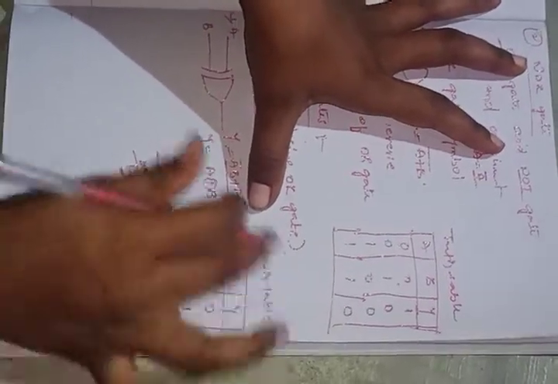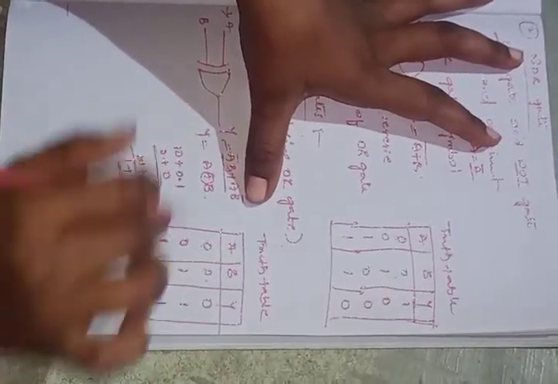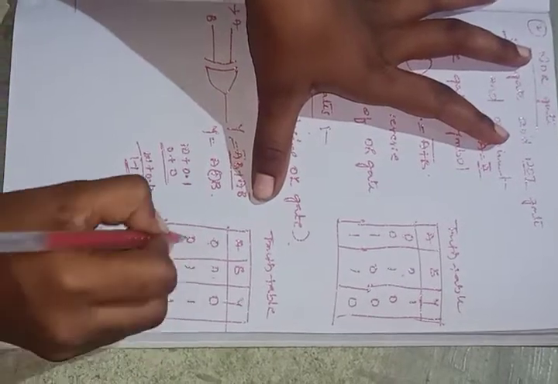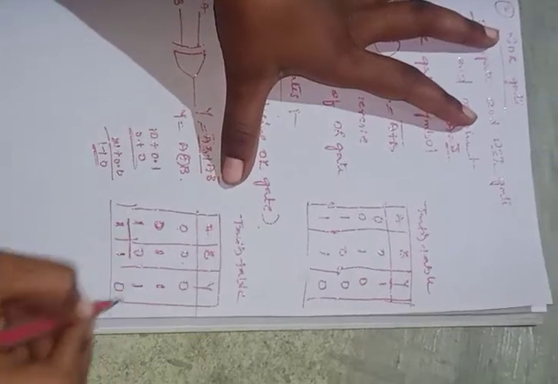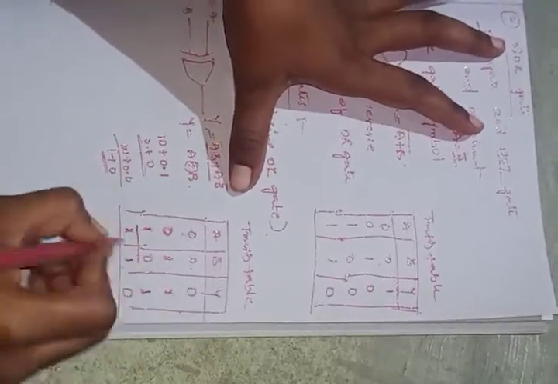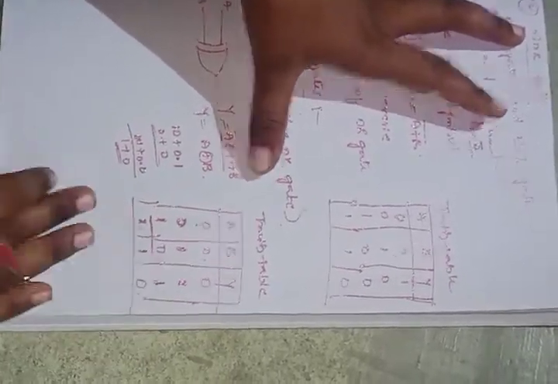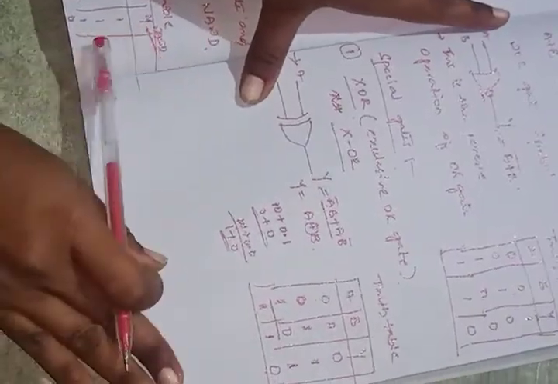0. From the truth table, it is defined as: if inputs are different, then the output is 1, high. If inputs are same, then the output is 0.